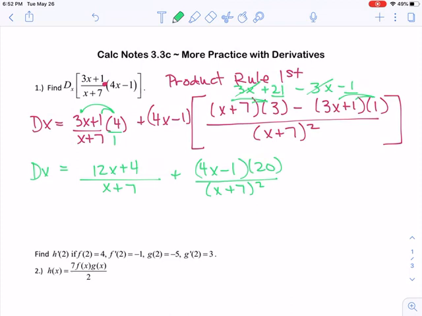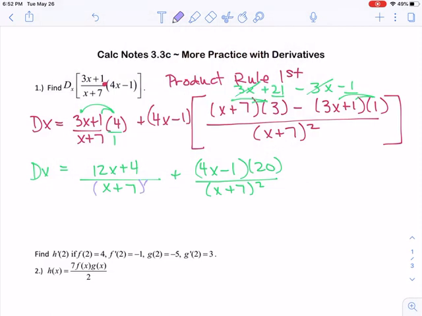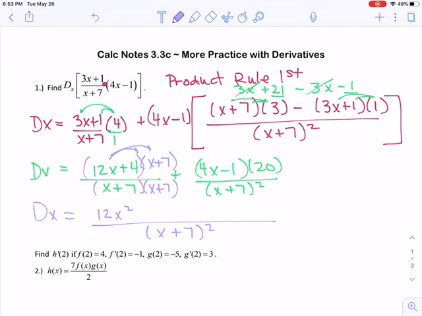All we have to do now is clean this up a little bit. So to clean this up, I need to find a common denominator. My first fraction is missing one of the x plus 7's. So let's multiply top and bottom by x plus 7. And I now have my LCD of (x plus 7) squared. And then when I FOIL out my first fraction, 12x times x is going to give me a 12x squared. My outer terms and my inner terms are going to give me an 88x. And my last are going to give me a 28.